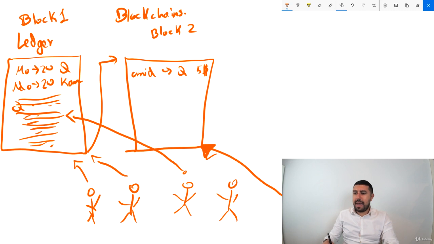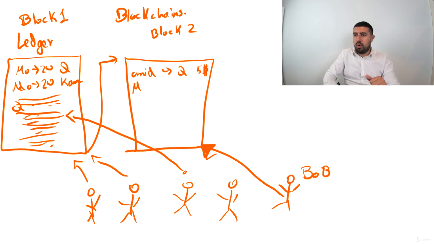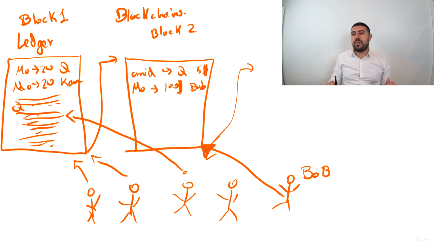Because if we have a bad actor, and let's say this guy, his name is Bob, and he's evil, right? And he wants to lie. He wants to put a fake transaction here that Mo sent him $100, all his money, in this block and say this is the truth and input it and then start a new block and lie about it. Well, it doesn't work.